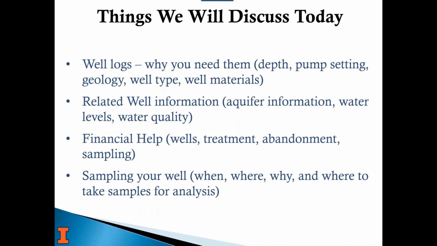So we're going to discuss a few things today: well logs, why you need them, and how you can find that information. Other information you should know, about the aquifer you're getting your water from, what your water level is, and what kind of water quality might be there naturally. There's a lot of hard water, especially in Illinois with iron problems. Knowing that will help you understand why you might need a softener or a filter. Otherwise, you might have red staining on your porcelain and stuff like that.